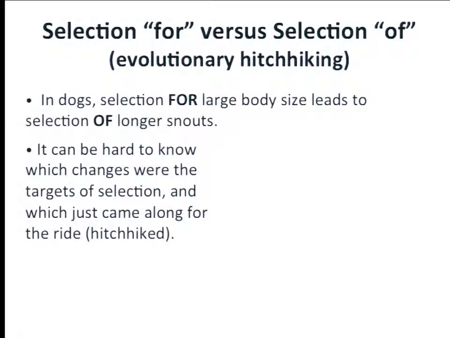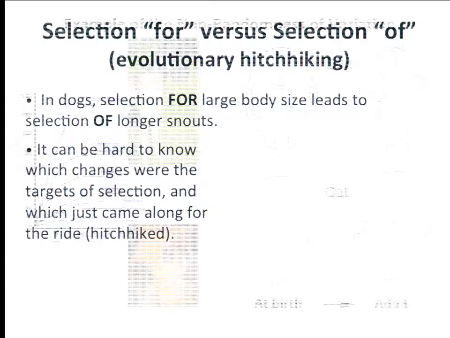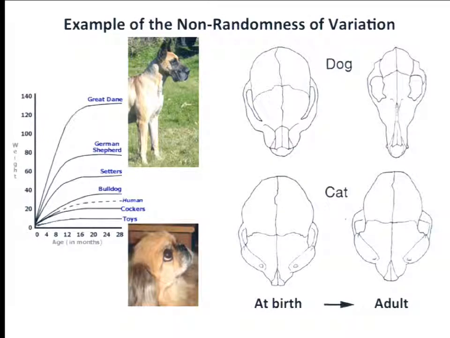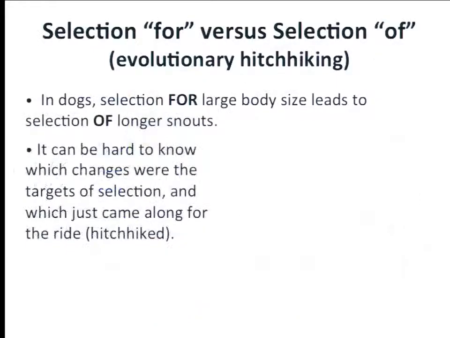Critical distinction here: selection for versus selection of. I'm selecting for large snout. So what I do is, I want selection of large snout, I select for larger growth rate. So in dogs, selection for large body size leads to selection of longer snouts. It can be hard to know which changes were the targets of selection and which just came along for the ride. T-Rex has really tiny little arms.